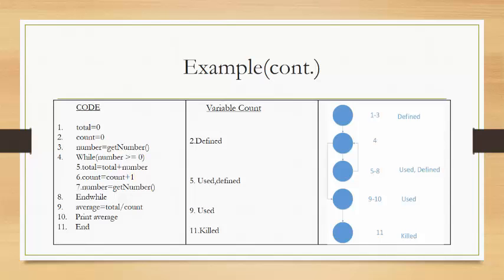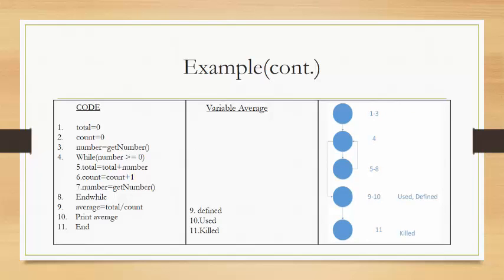Now, for the variable count, you can see that it's been defined on line number 2. It's been used again and defined on line number 6. For calculating the average, it's been used again on line number 9. And finally, after the program execution is done, it's been killed on line number 11. For the variable average, the first time the variable has been defined is on line number 9. Then it's printed out, which means that it's been used, and then finally after the program execution it's been killed on line number 11.